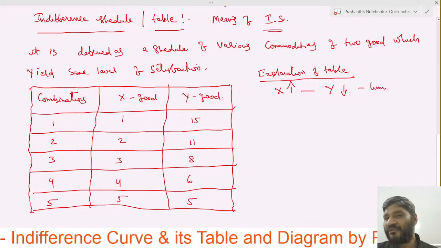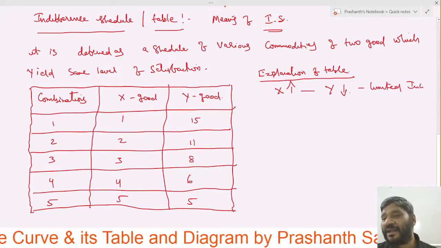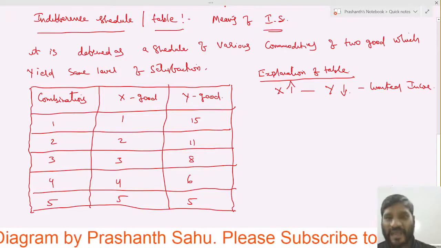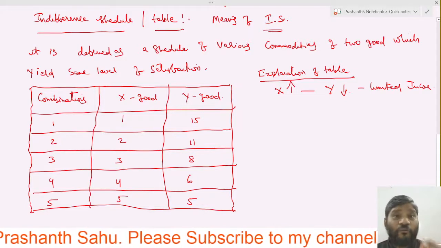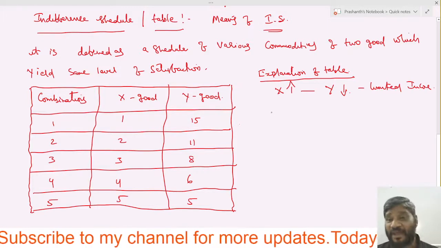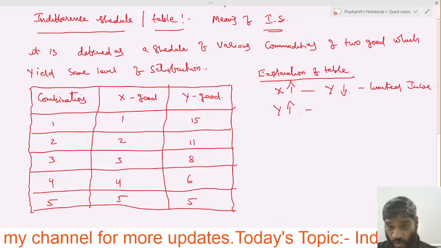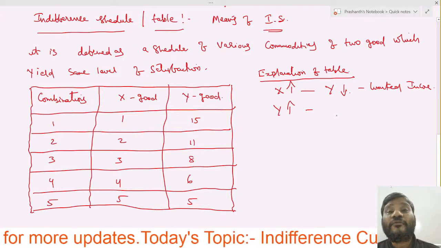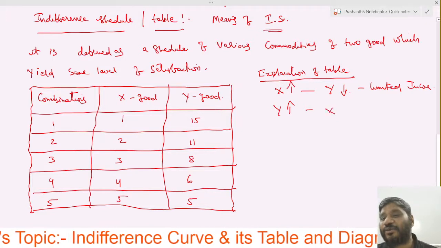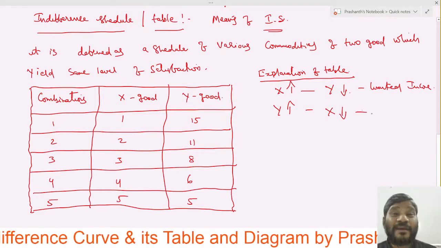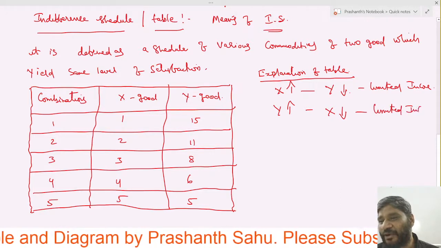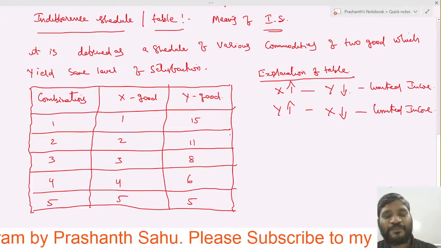Why? In the previous lecture I told you, limited income. He cannot increase both goods simultaneously. His budget won't allow him to do so. Right? Okay now. In the same way, if Y good has to be increased, then yes, X good has to be decreased. Why? Limited income. Absolutely right.